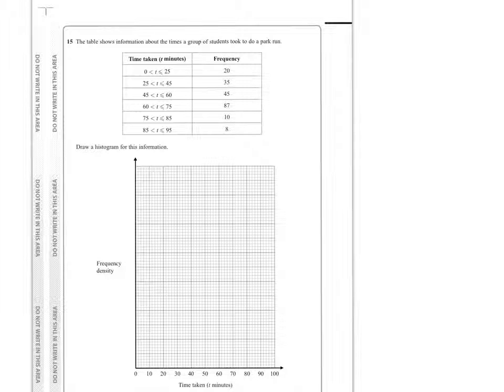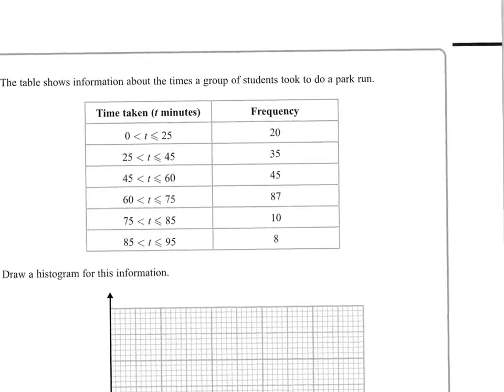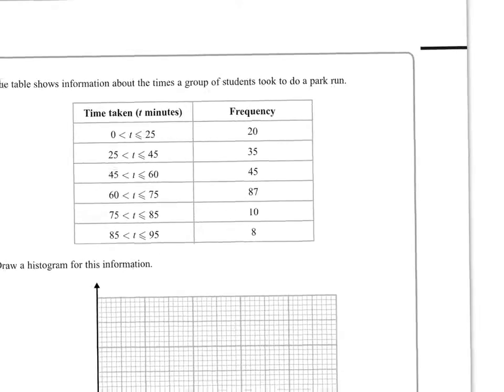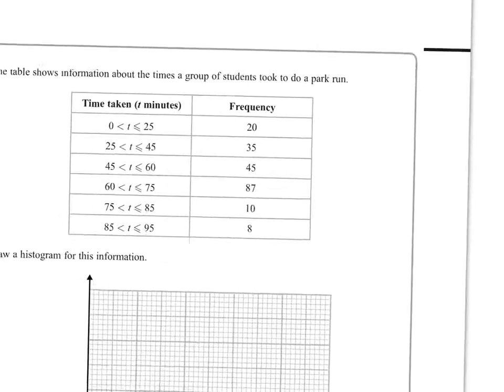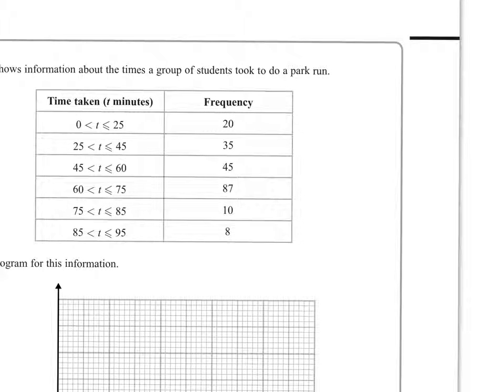Question 15. The table shows some information about the times a group of students took to do a park run. I think the first thing we've got to do here, if we want to draw a histogram for this information, is find the frequency density. Now, what does that mean? I always look at a histogram as being the area of each bar represents the frequency.